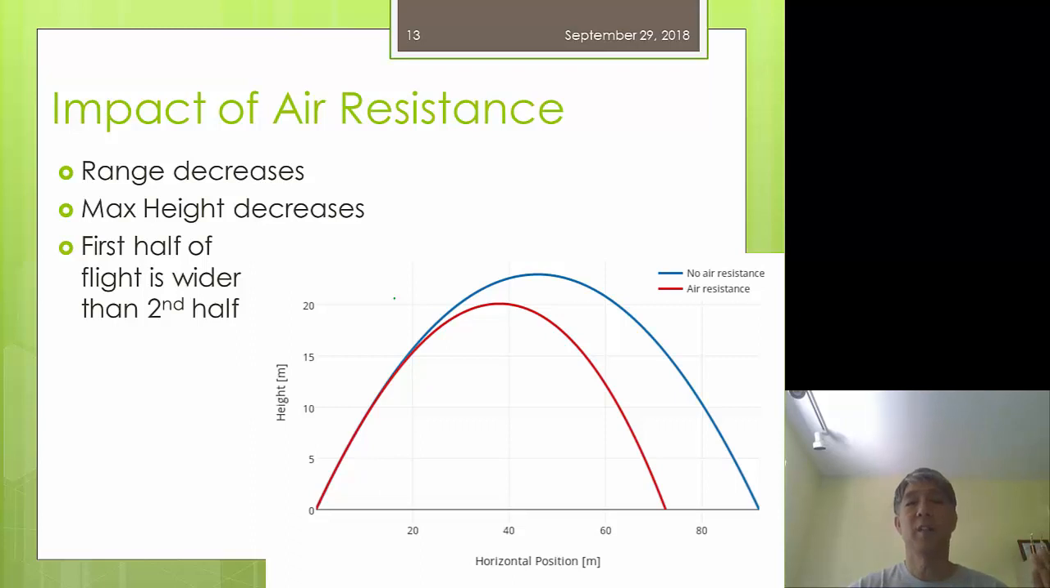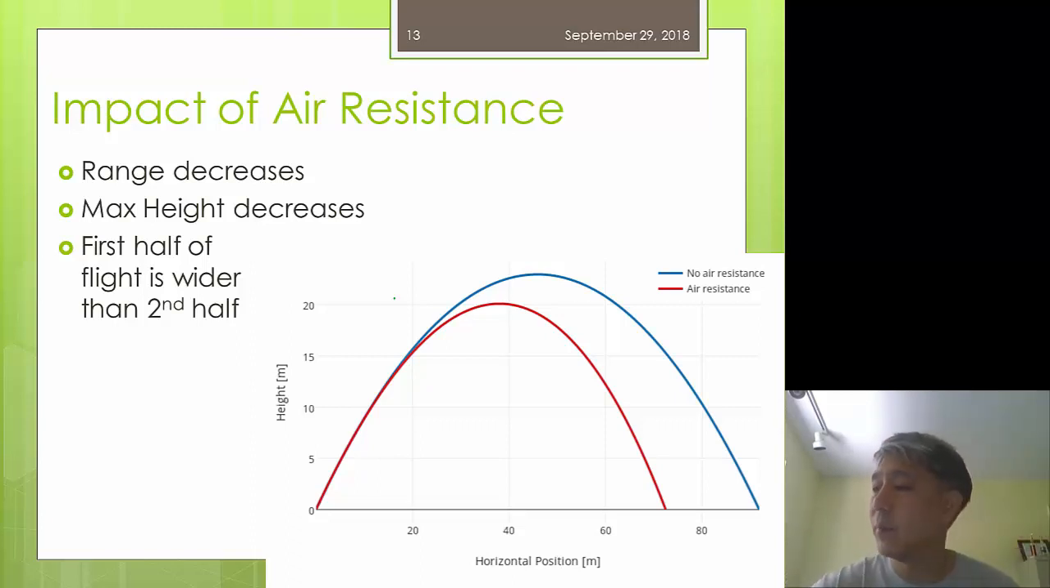Okay, last off is the impact of air resistance. If I ask which ball will go farther, a ball thrown without air resistance or a ball thrown with air resistance, almost all of you would say the ball without air resistance will go farther. So that's easily understood. But when I look at graphs, I see a lot of confusion because I get different answers sometimes. The air resistance graph will always be within the no air resistance graph. So it won't go as far.